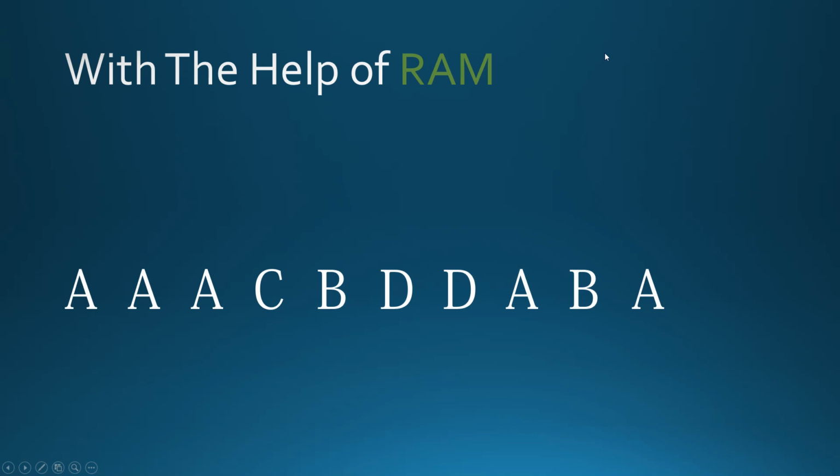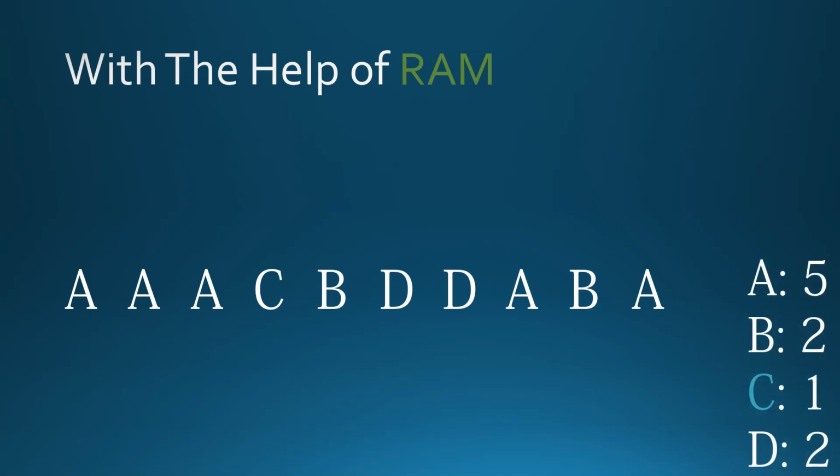Alright, now we have discussed with no RAM. Let's try the helper of the RAM. It's about how we can use the RAM to make our algorithm faster. Just by looking, we have defined that C is the winner by being the least character that's visible in this list of characters.